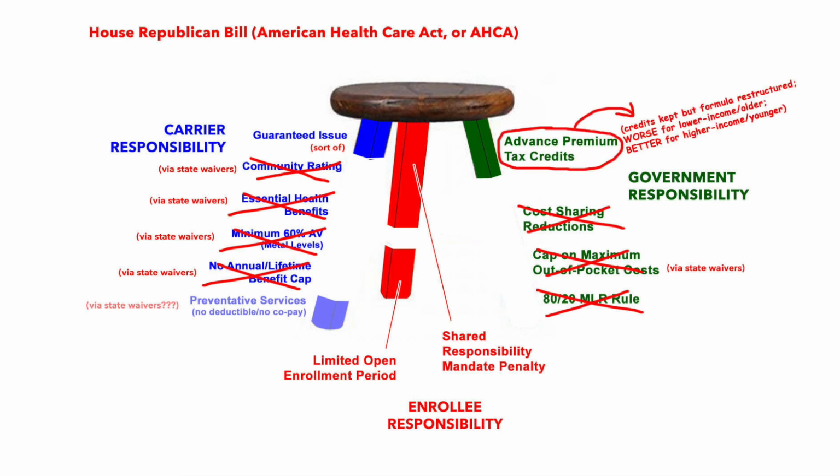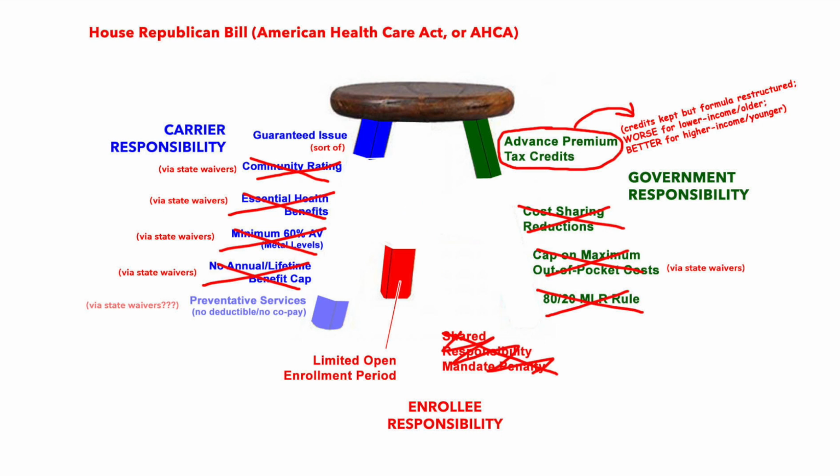The AHCA would have kept premium tax credits, but it would have also completely restructured the formula, offering subsidies to those earning over 400%, which is good, but also making the subsidies far less generous for most people earning less than that, which is bad.